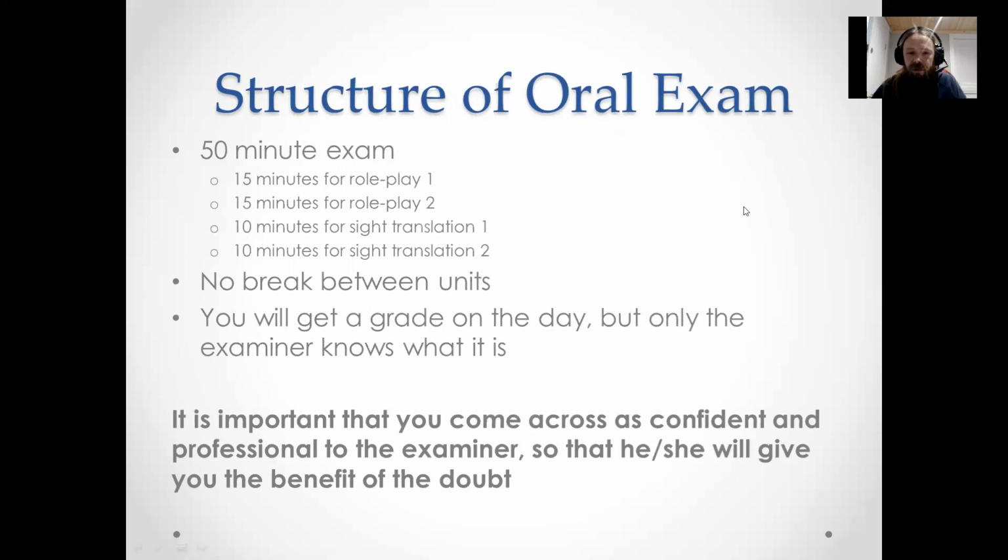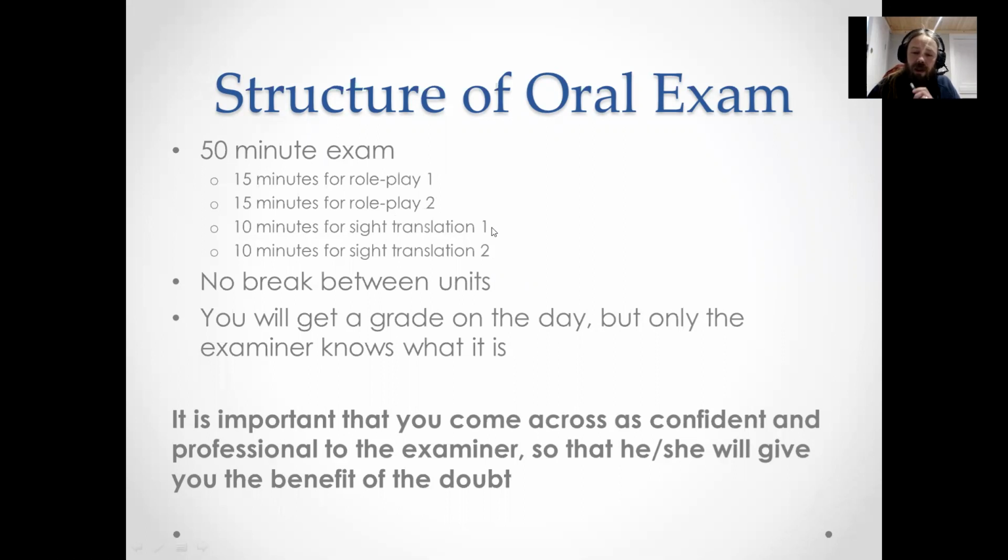So first of all, structure of the exam. This is just a reminder. The exam is divided into two parts: oral exam and written exam. The oral exam consists of 3 units. Unit 1 is role play, and that basically consists of 2 role plays. Unit 2 is a site translation, and unit 3 is another site translation. So we're not going to look at role play just now, unit 1. We're going to look at units 2 and 3.